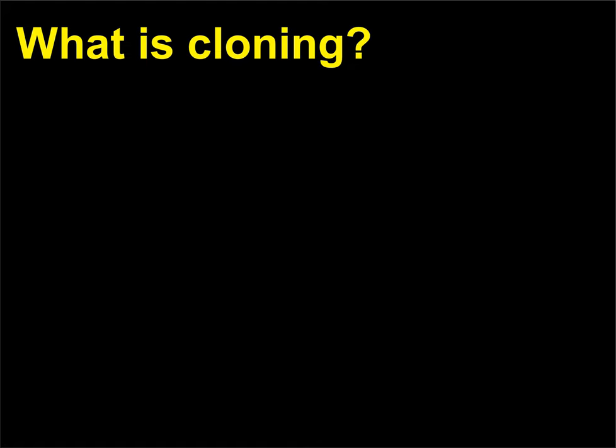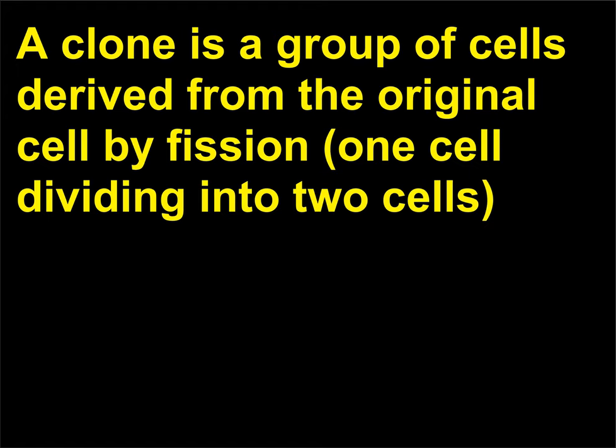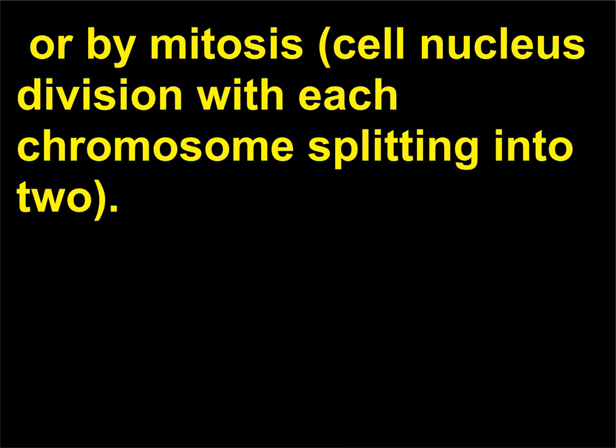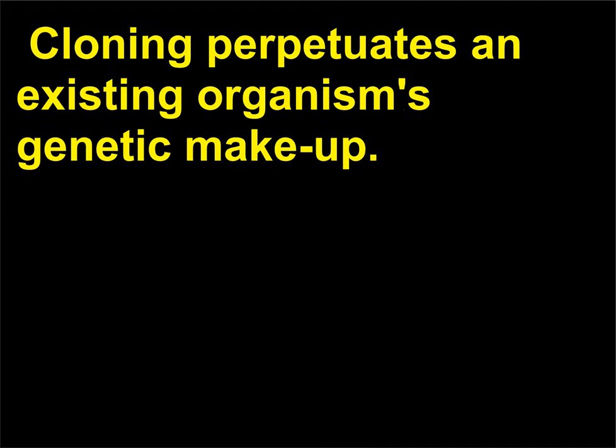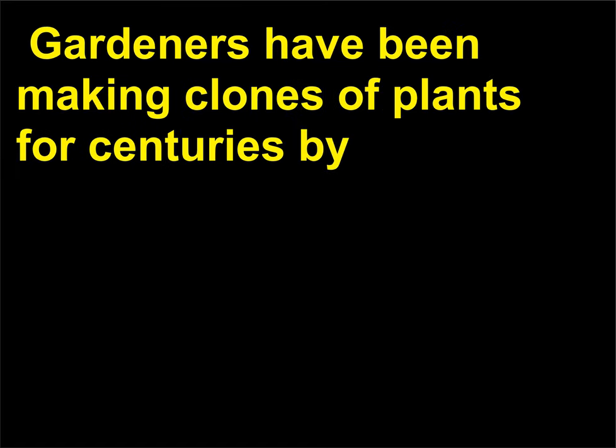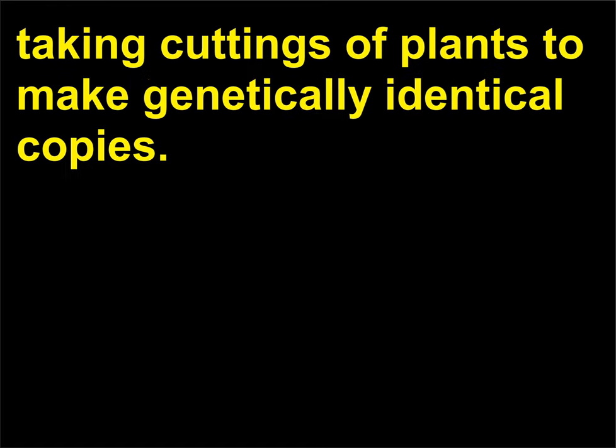What is cloning? A clone is a group of cells derived from the original cell by fission, one cell dividing into two cells, or by mitosis, cell nucleus division with each chromosome splitting into two. Cloning perpetuates an existing organism's genetic makeup. Gardeners have been making clones of plants for centuries by taking cuttings of plants to make genetically identical copies.